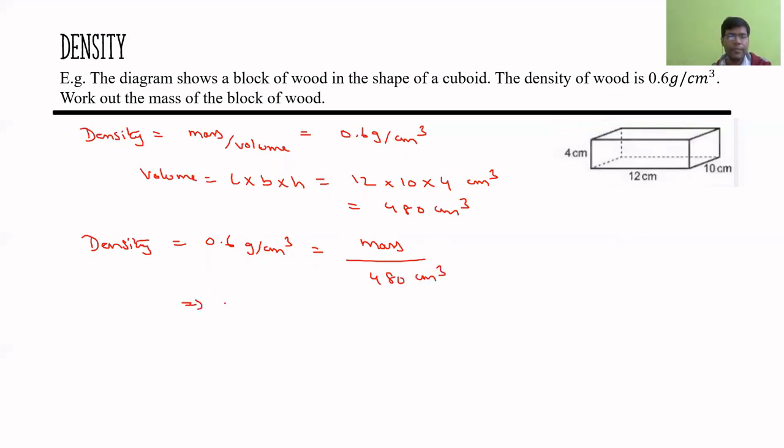Directly I multiply, I get mass is equal to 0.6 multiplied with 480. What will be the units of mass? I will get it in grams, because here it's gram per centimeter cube. So that's how I'll be getting the mass in terms of grams. So this will give me 6 8s of 48, 24, 28. So this many grams. So this is the mass of the wood.